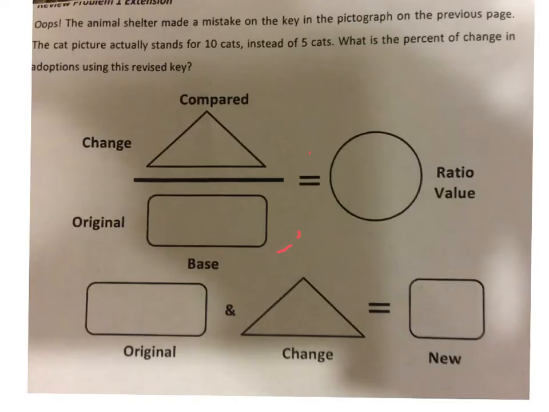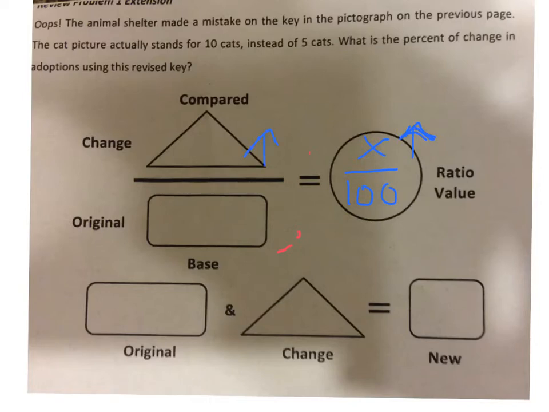Okay, it says, oops, the animal shelter made a mistake on the key in the pictograph on the previous page. The cat picture actually stands for 10 cats instead of 5 cats. What's the percent change in the adoptions using this revised key? So you're going to have to flip back and forth. If we remember, we look for percent, so I need to have x over 100. We still remember it increased, so over here is going to be the increase amount.